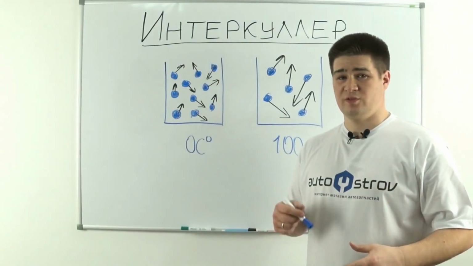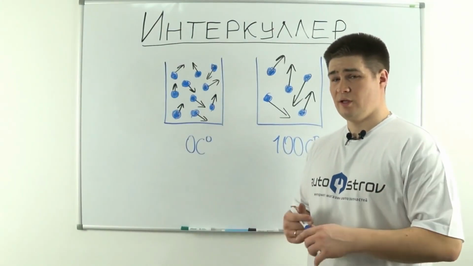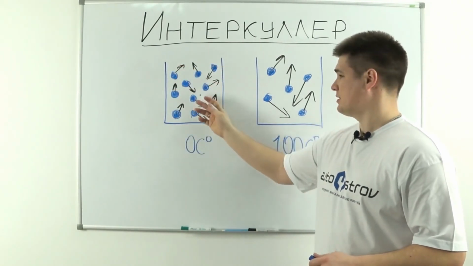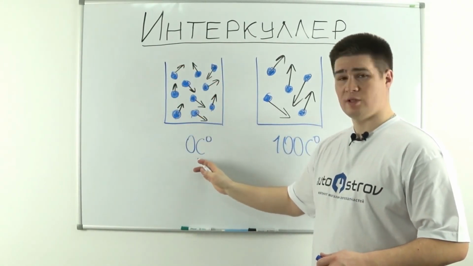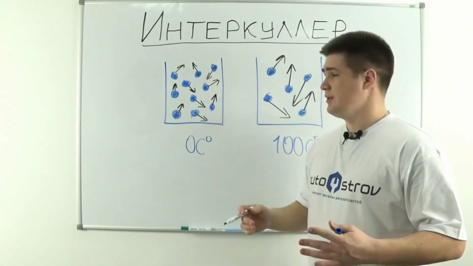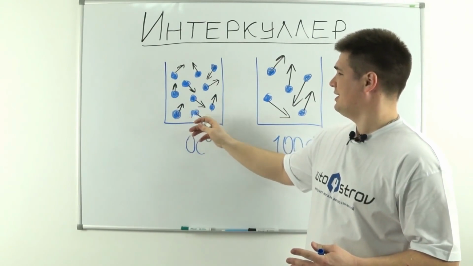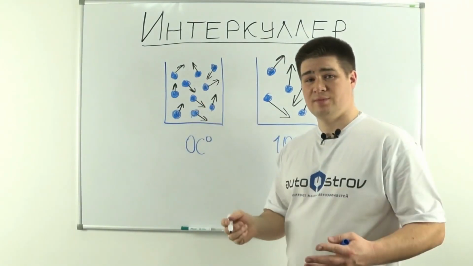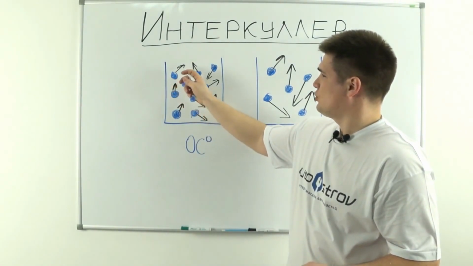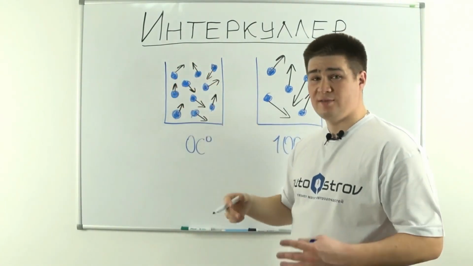Let's look at the physics of the process with a simple example. Let's say I have two glasses of air. This glass is at a temperature of 0 degrees, and this glass is at 100 degrees. The blue balls represent air molecules. In fact, air molecules are always in motion. Here I have, marked black, the direction of their movement.